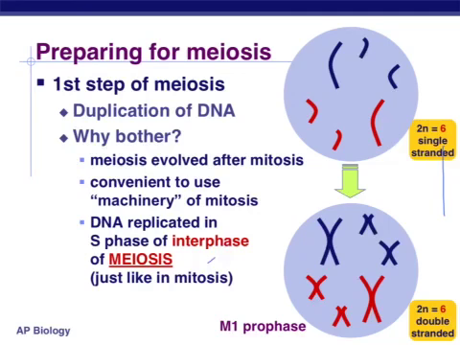So we'll go from being single-stranded, like we are here, to double-stranded there. Note our chromosome number doesn't change. We didn't go from 6 chromosomes to 12 chromosomes. We went from 6 single-stranded chromosomes to 6 double-stranded chromosomes. It's important that you note that.